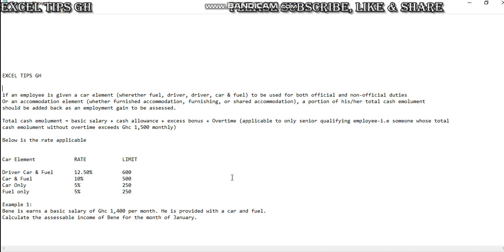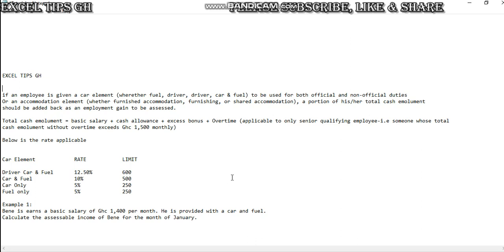As per the law, if an employee is given a car element, whether fuel, driver, car and fuel to be used for both official and non-official duties, or if that employee is given an accommodation element, whether furnished accommodation or furnishing only or a shared accommodation, the Act requires that a portion of his or her total cash emolument should be added back to the employment as an employment gain to be assessed.